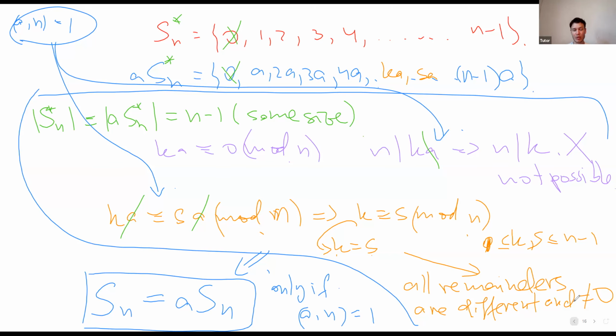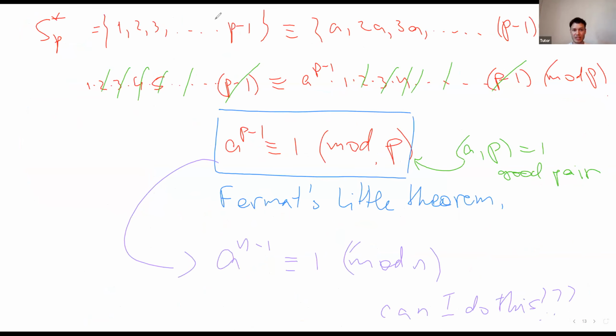Okay, so now in Fermat it was kind of easy, because if I know that these two sets are the same, Fermat has just one proof. You just write this product and this product, knowing that Sp and aSp are the same set. If I just write the products and simplify them, I get that a to the p minus 1 is congruent with 1 mod p, which is Fermat's little theorem.